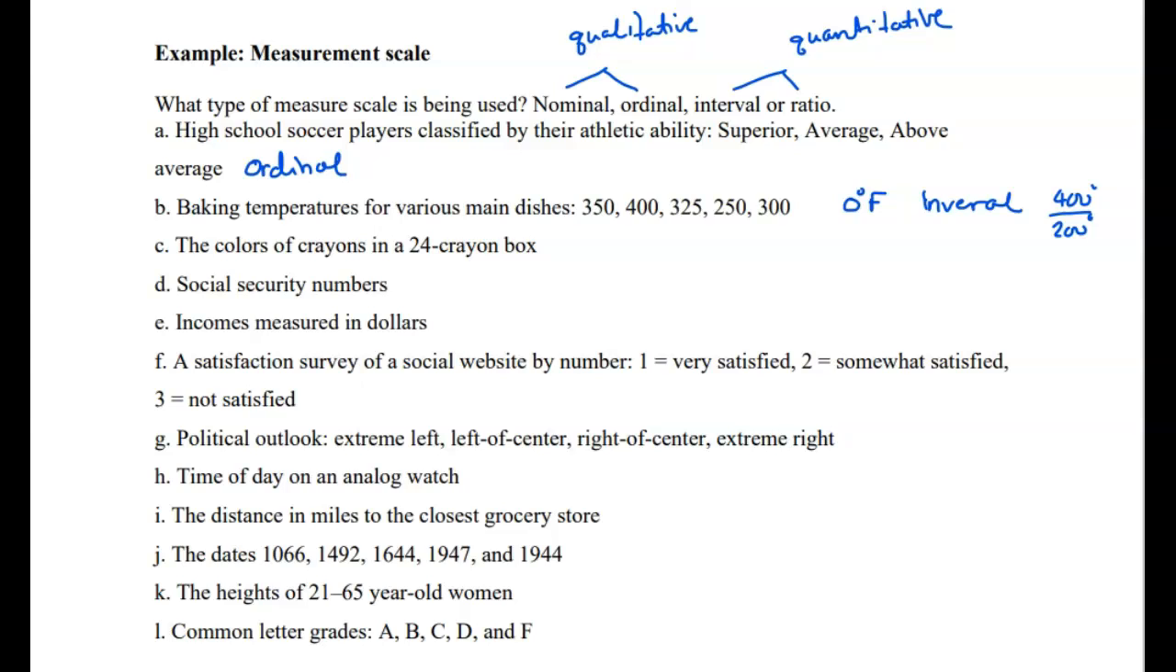C, the colors in a crayon in a 24 crayon box. This is qualitative and it's nominal. You might think that red is better than blue, which is better than green, but it's not really ordering or a classification. Let's see, D, social security numbers. These are numbers, but they don't have a counting or measuring sort of meaning. These are labels. They're also not things that you can order in any way. So this is nominal.